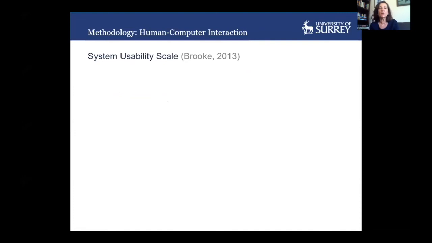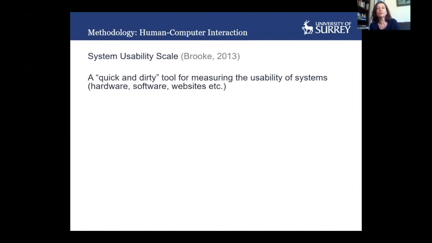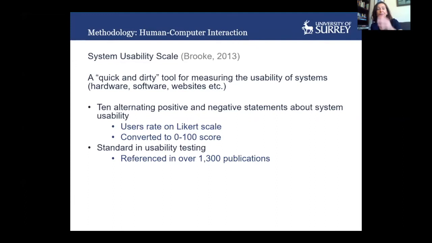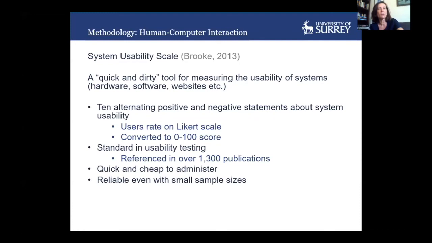Another concept was the system usability scale, which is a tool to help measure the usability of any kind of system. And it works by measuring positive and negative statements about systems on a Likert scale, which is then converted into a score. So it's positive and negative so as not to influence the respondent of the questionnaire. And I'll show you how. So it's a standard in usability testing. It's been referenced in hundreds of thousands of publications. So it makes systems comparable and is quick and cheap to administer and reliable with small sample sizes. Plus it measures what it claims to.